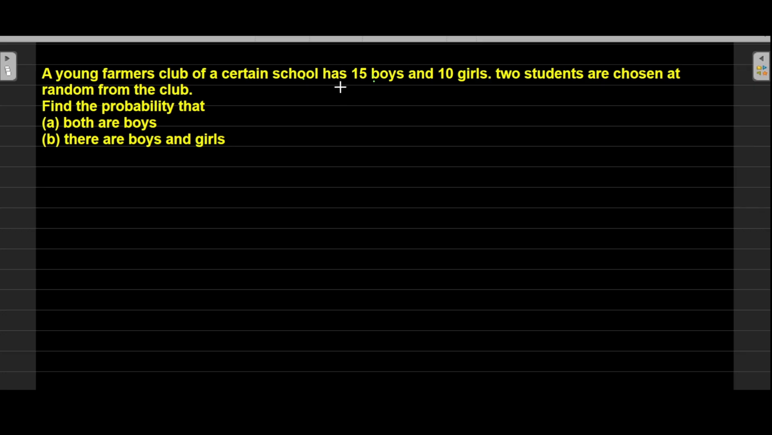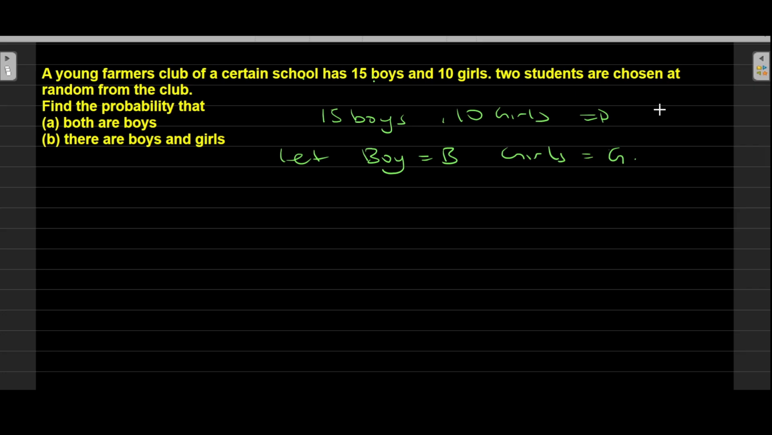Let me start by summarizing my question. They are telling me we have 15 boys, and also we have 10 girls. If I let boys be B and girls be G, that means the total number of students in this class is going to be 25, because there are 15 boys and 10 girls. I'm going to use what you call a tree diagram to find the possible probabilities of these numbers. Then after, I'll be able to find out what is needed of me.